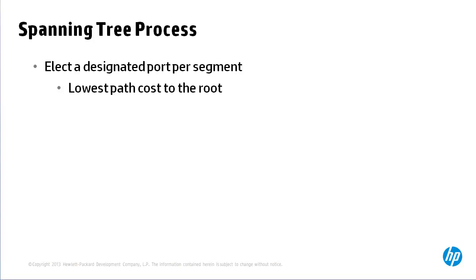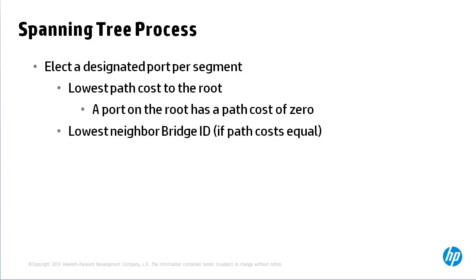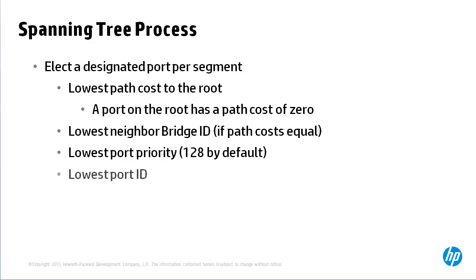Typically it's the port with the lowest path cost back to the root. Also note that a port on the root switch or root bridge has a path cost of 0. So ports on a root bridge are always going to be designated ports on that segment. If that can't be used, then lowest neighbor bridge ID is chosen as a tiebreaker, and if that can't be used, lowest port priority and lowest port ID.